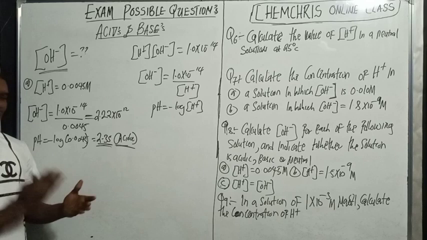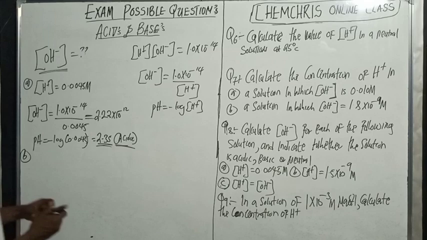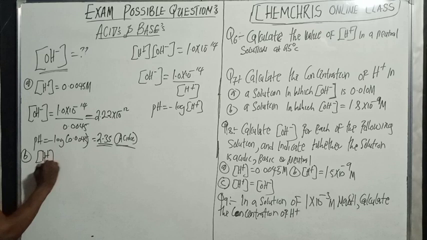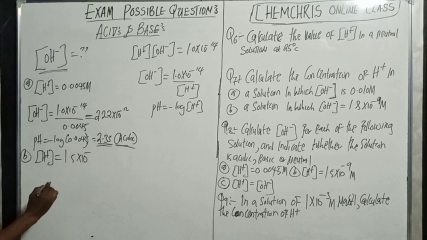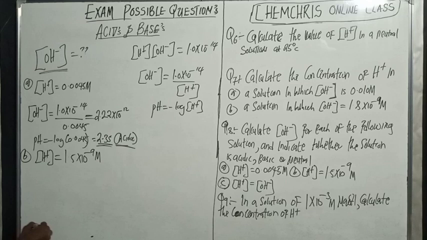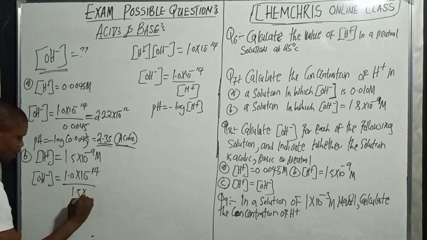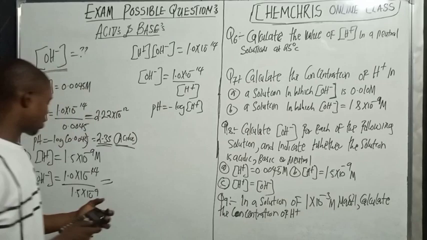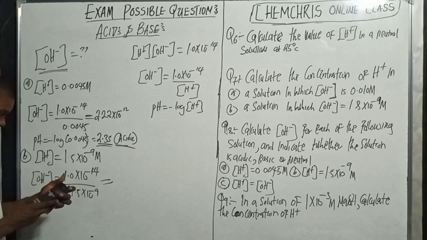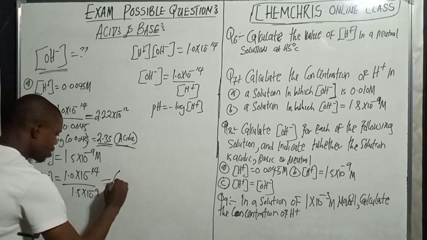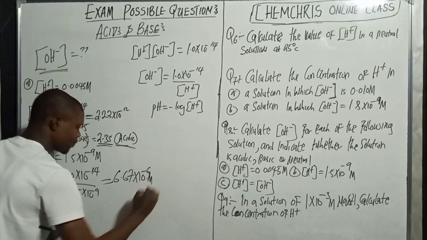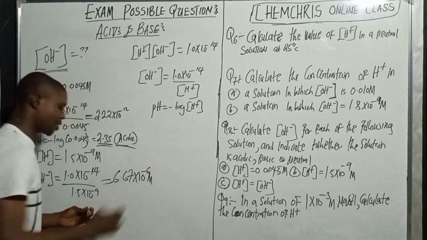For the B, let's go for the B. The B here, my H plus is 1.5 exponential minus 9 molarity. Just that. So what is my OH minus concentration? It's going to be 1.0 exponential of minus 14 over 1.5 exponential of minus 9, right? So let's use our calculator to get our answer. 1.0 exponential minus 14 divided by 1.5 exponential minus 9. We have 6.67 exponential minus 6 molarity.